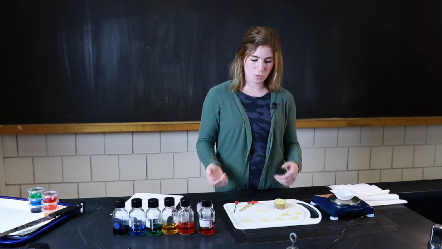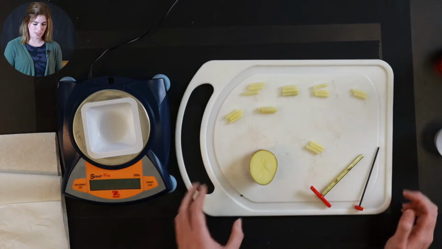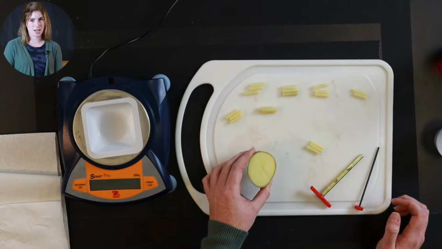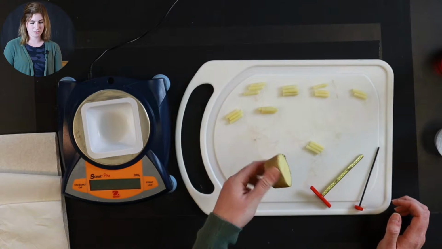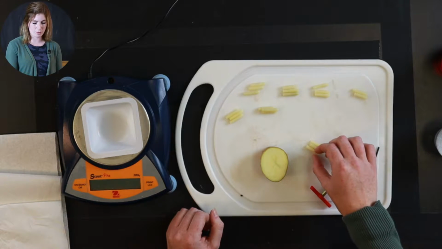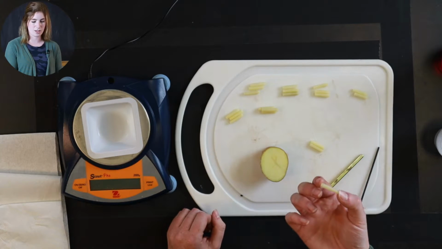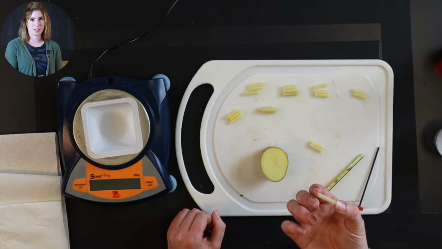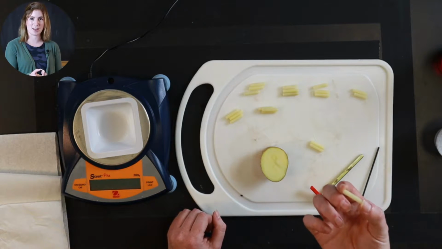and you'll be able to use that to do all of your calculations. So if you look here at my lab setup, you'll see I had a potato that I cut into these cylinders. I'm going to use this potato to create what I'm going to call potato cores. And you can see here that a potato core is like this little cylinder of a potato.